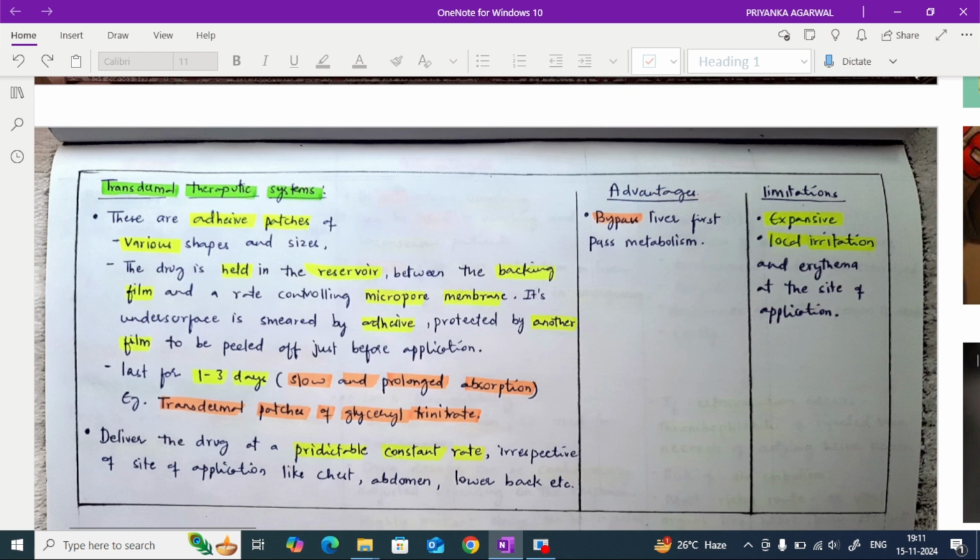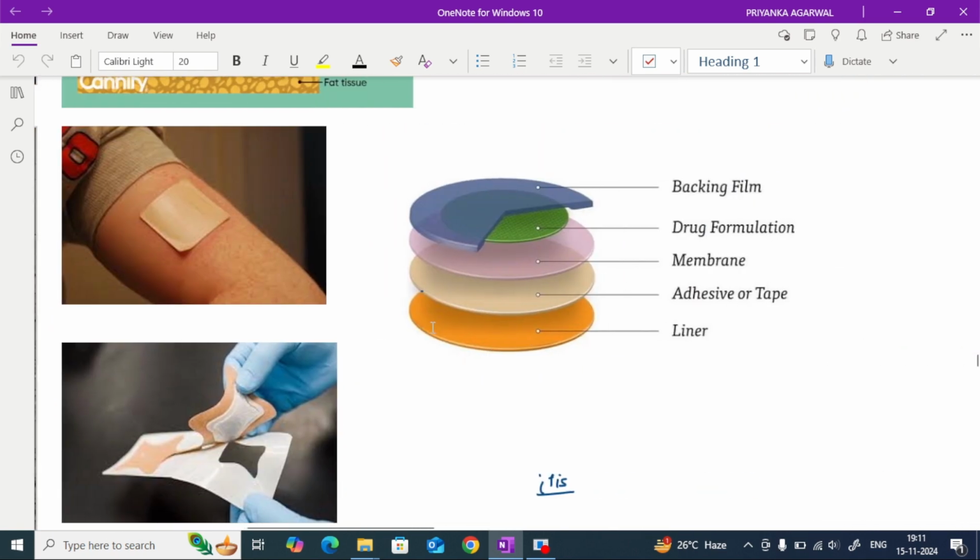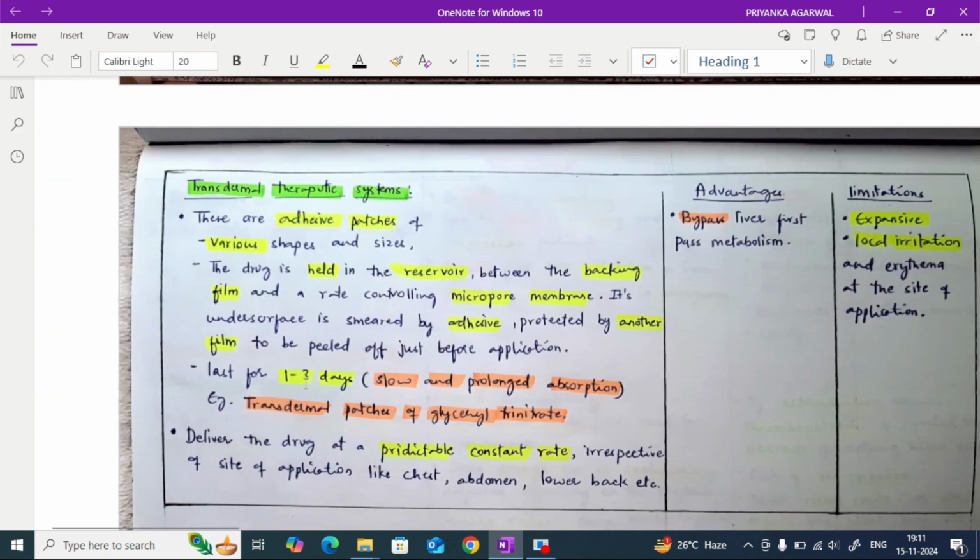Now, below this membrane, the under surface is smeared by an adhesive. So here we have adhesive, which is again protected by another film here that we peel off. Okay, that we peel off before application. So these patches will be lasting for 1 to 3 days because of their slow and prolonged absorption. Okay, an example would be transdermal patches of glyceryl trinitrate. Again, this glyceryl trinitrate is the drug that helps in angina.